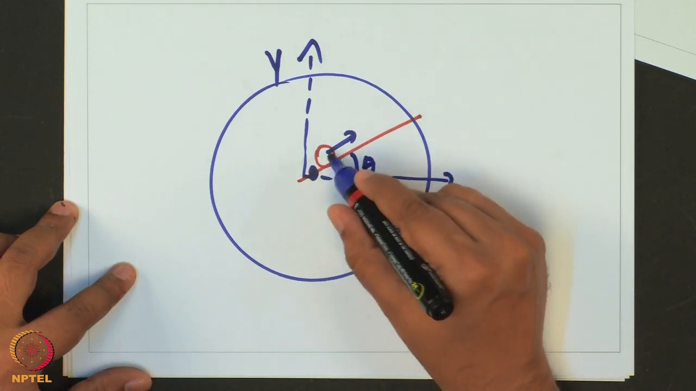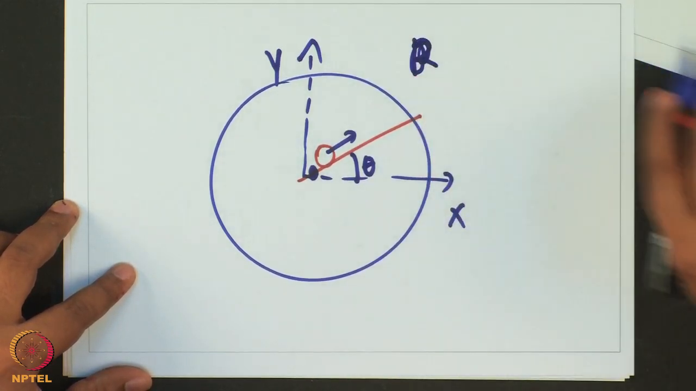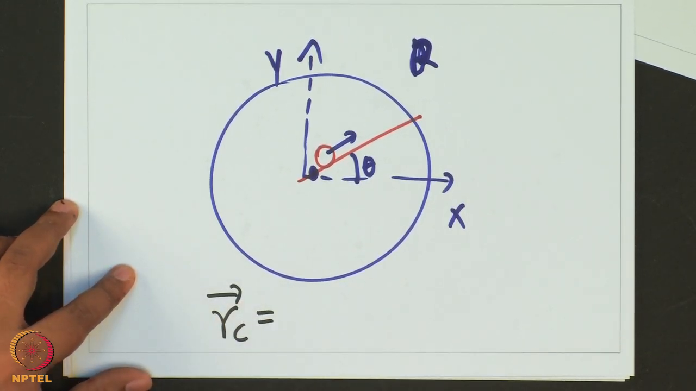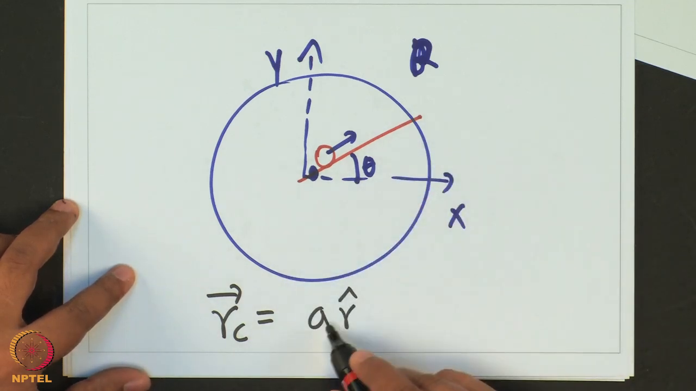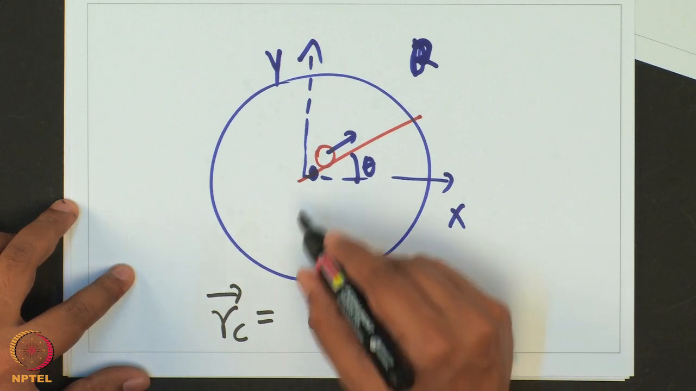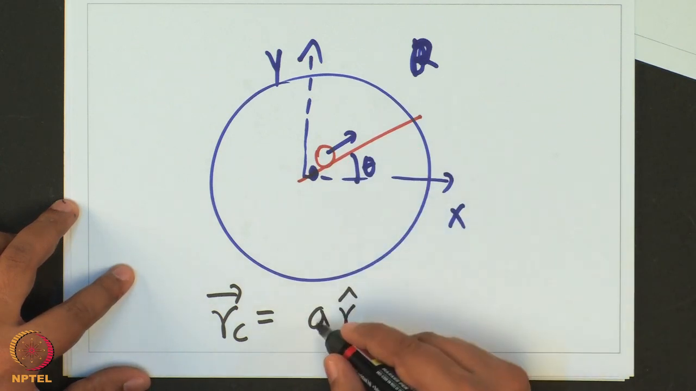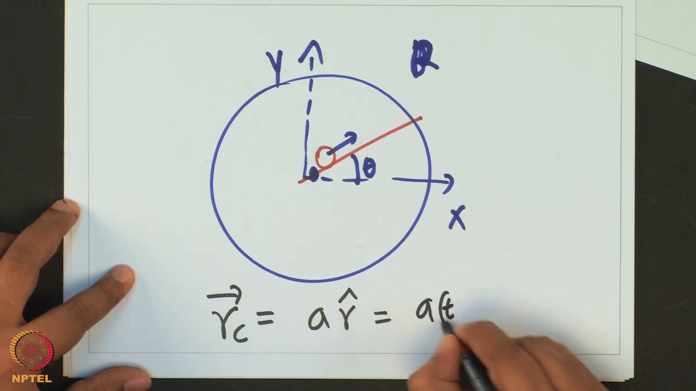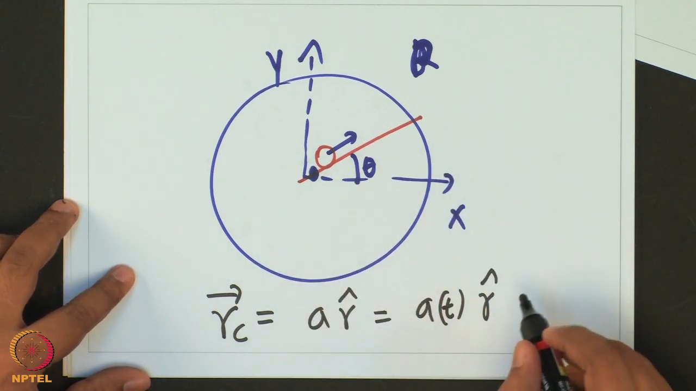So just by specifying the position of this cargo, let me write the position of this cargo as a r cap. Along this particular direction r cap, the magnitude is a. If I just specify this, it would specify the position of this cargo. As the time changes, a could change, a could be a function of time, but it is going in this direction of r cap.